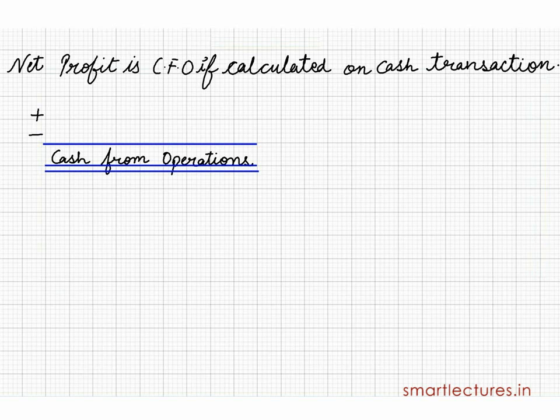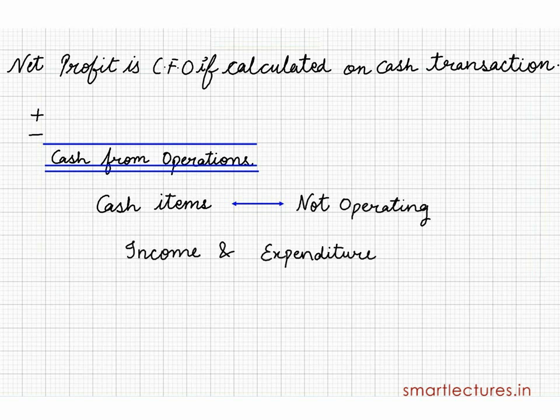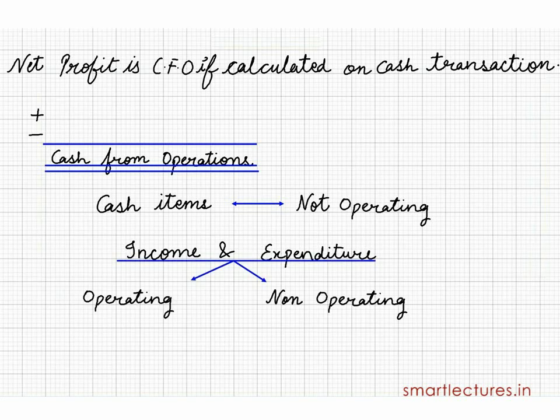One thing more I would like to tell you here, that there are also some items on the debit side and credit side of the income statement. They are cash transactions, they are cash items, but they are not operating. You know, all incomes and expenses are categorized into two categories: operating expenses and non-operating expenses, operating incomes and non-operating incomes. Let me explain you one more thing.